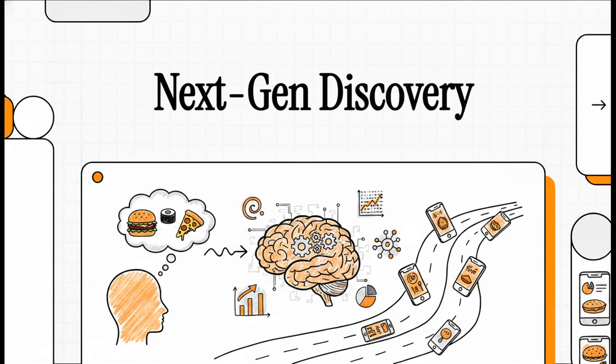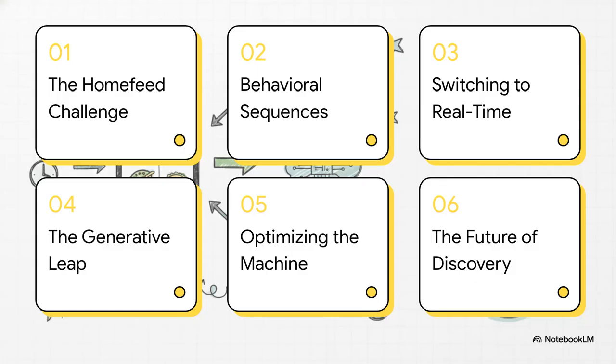It's a complete architectural overhaul, touching everything from how they track your behavioral sequences to super fast, real-time machine learning infrastructure. So here's our game plan for this evolutionary journey. We'll quickly break down the initial home feed challenge, look at the addition of behavioral sequences, the crucial switch to real-time, the generative leap they took, how they optimize the actual hardware, and finally, what the future of discovery looks like. Let's get into it.